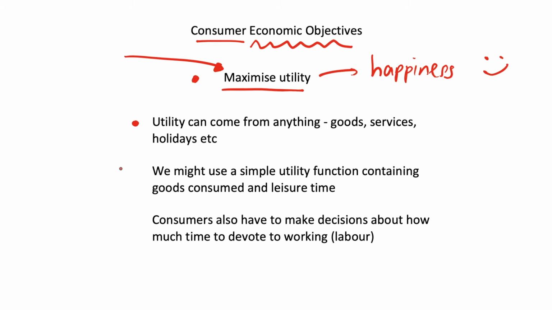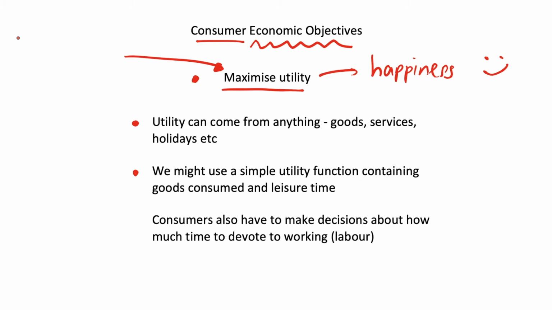And so how we approximate this as economists, in order to decide what the exact objective of a consumer is, why they are making the decisions they're making, is that we can make a simple utility function containing all the goods that a consumer might consume and also their leisure time.